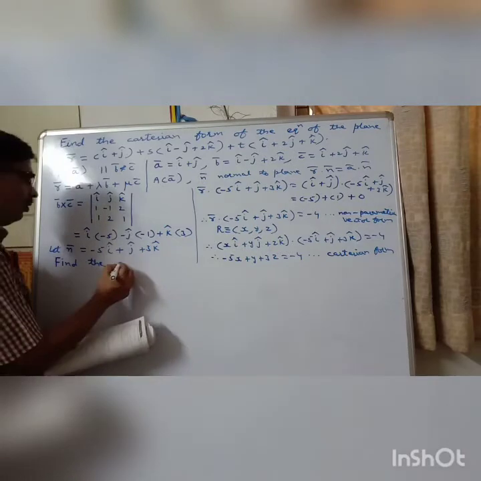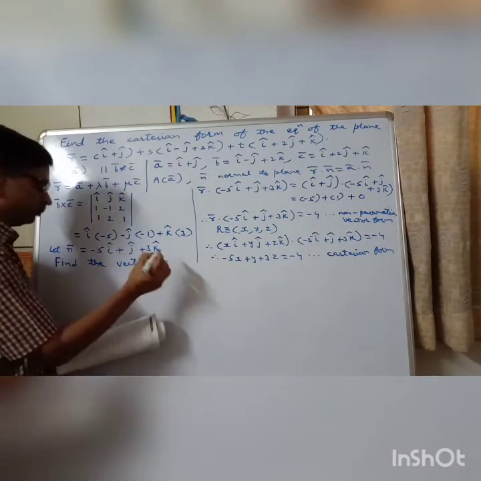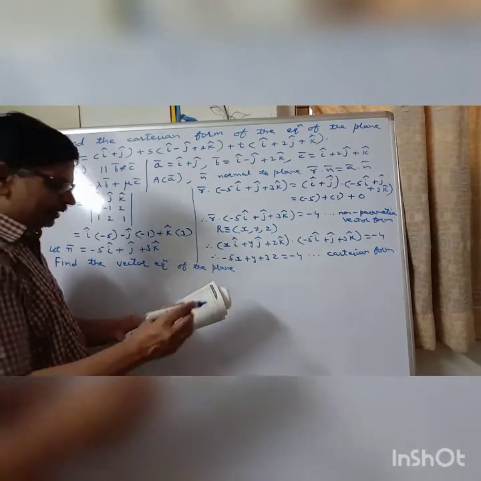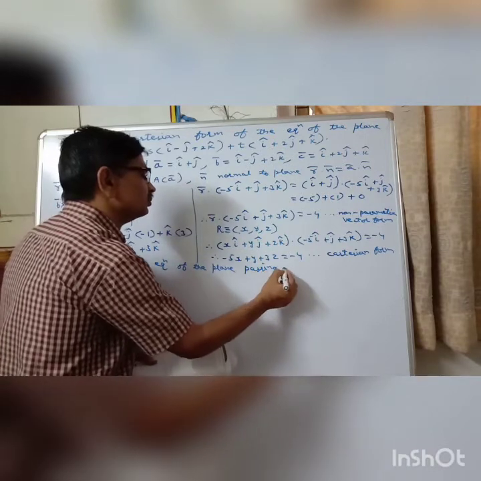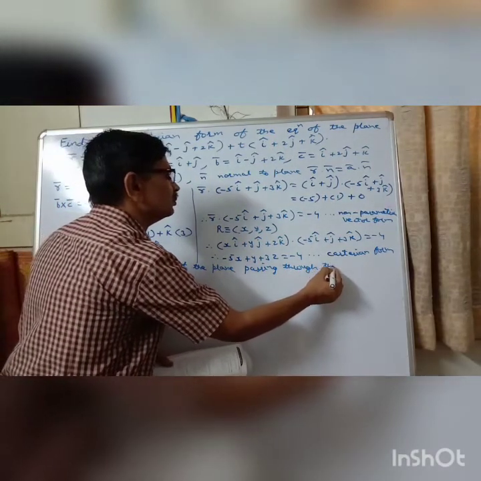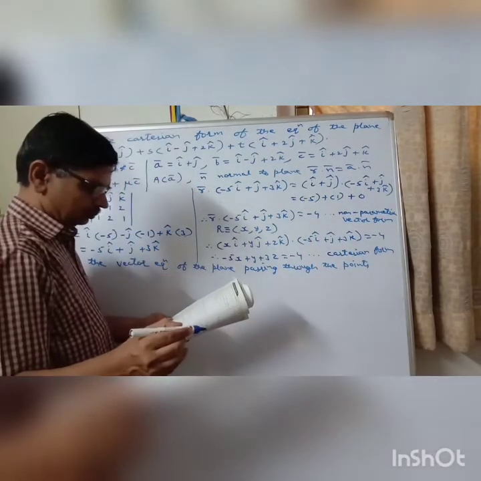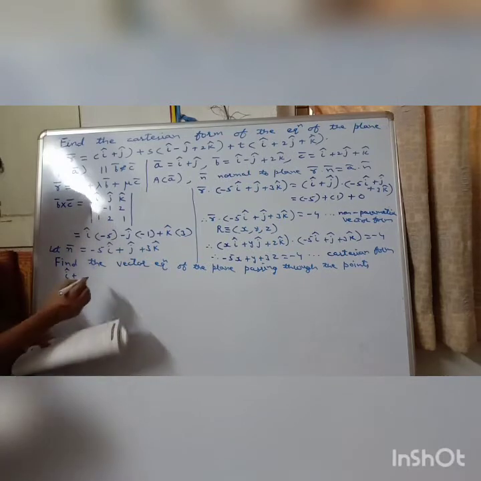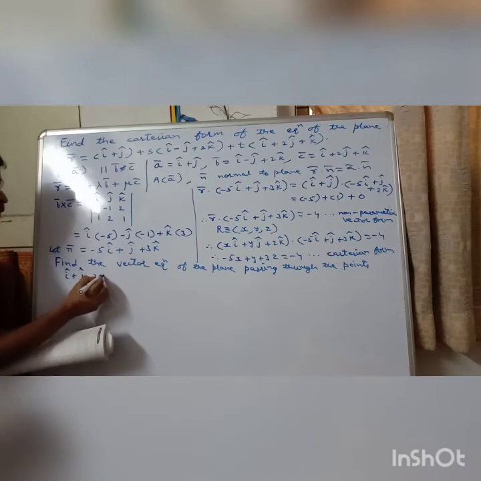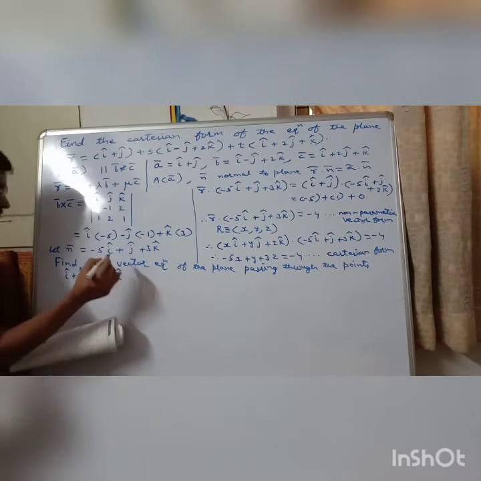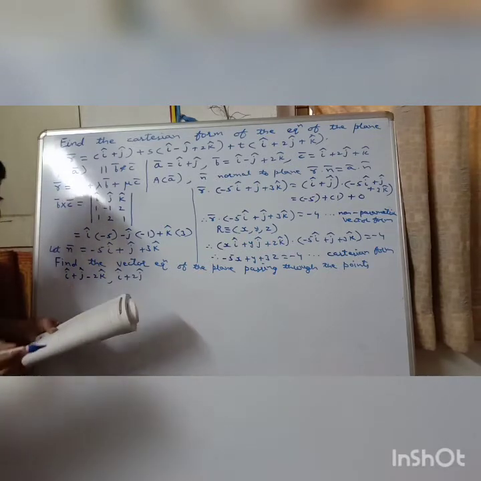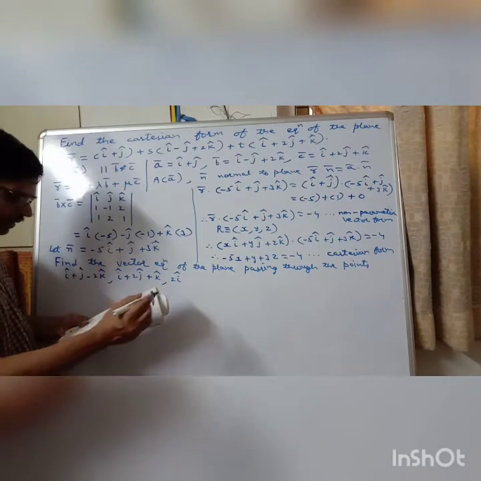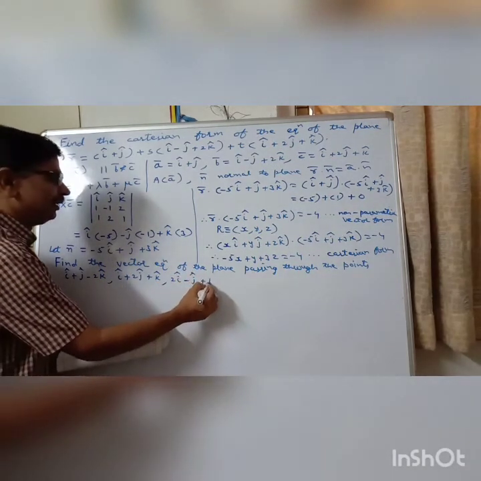Find the vector equation of the plane passing through the points with position vectors I cap plus j cap minus 2 k cap, I cap plus 2 j cap plus k cap, and 2 I cap minus j cap plus k cap.